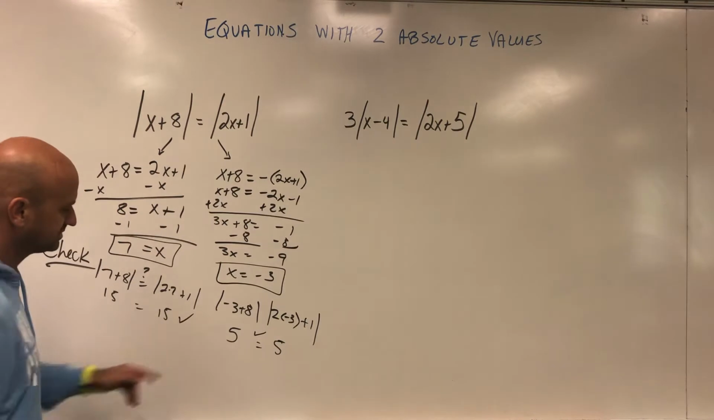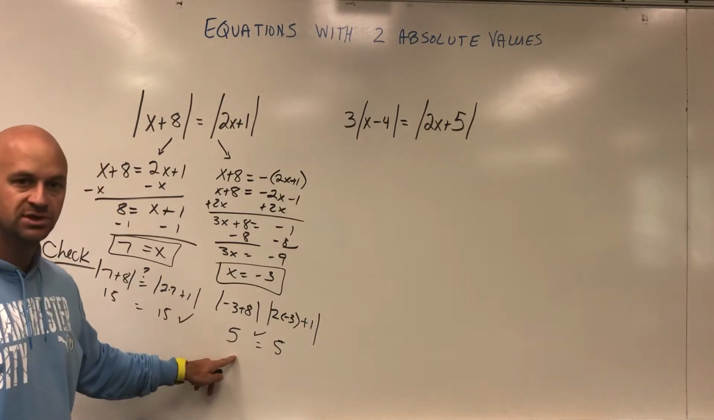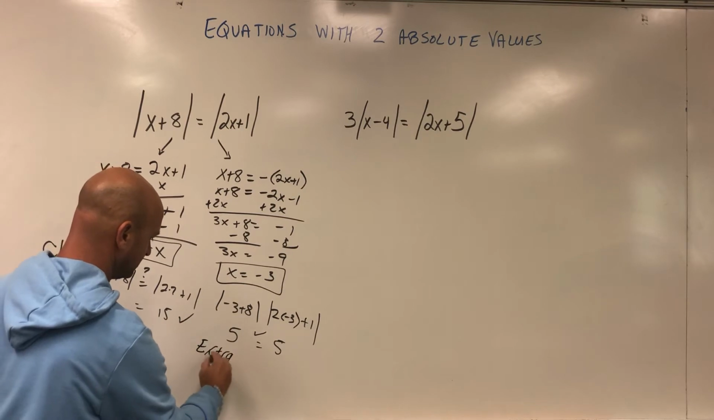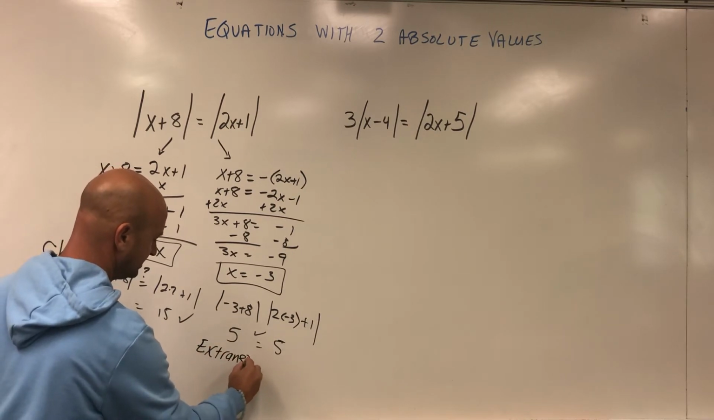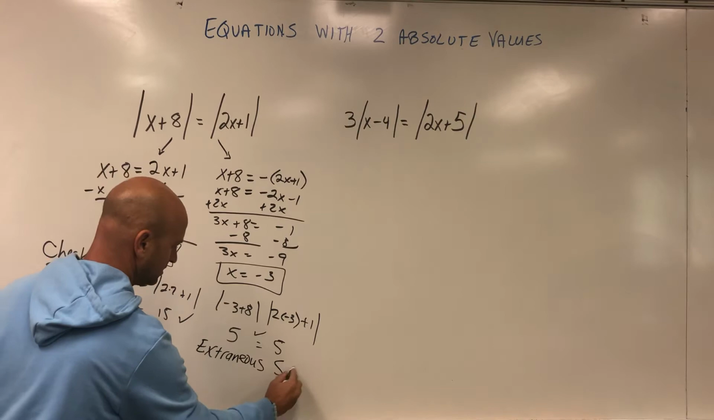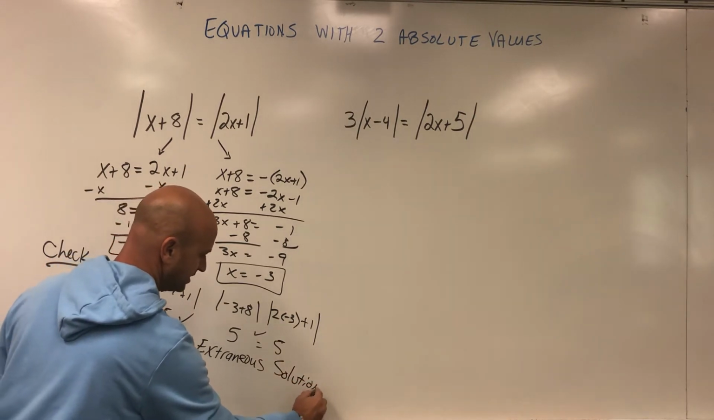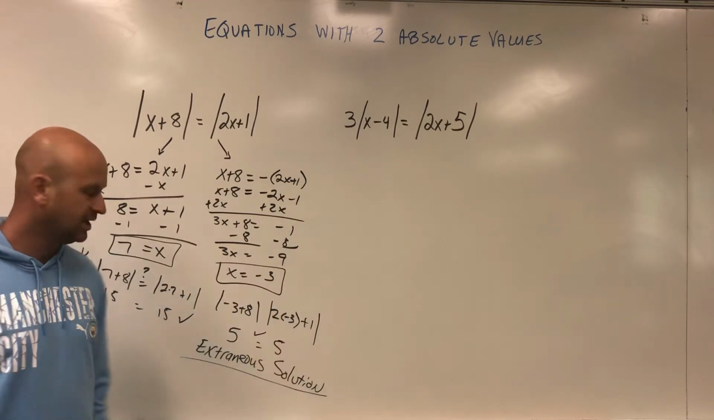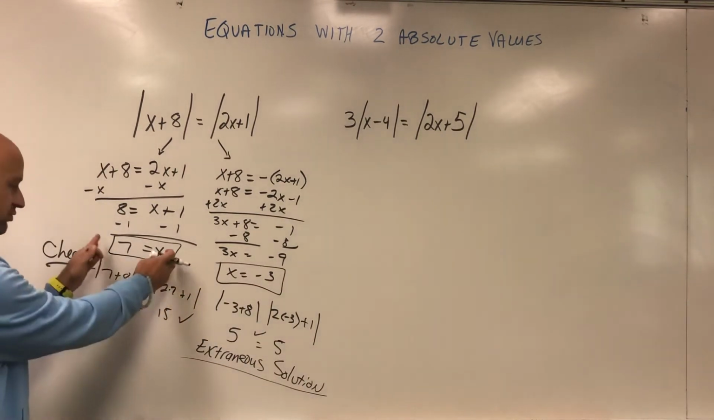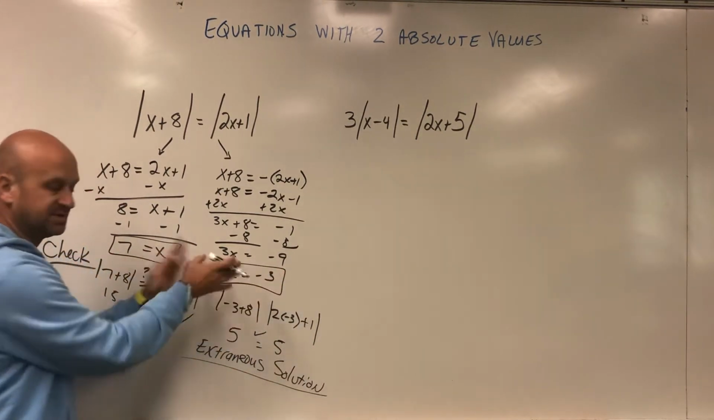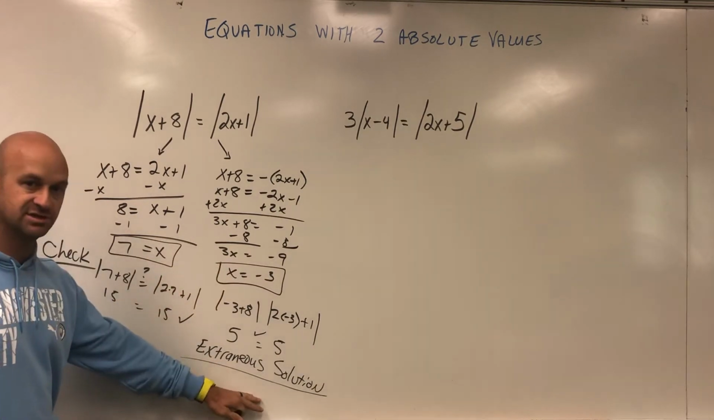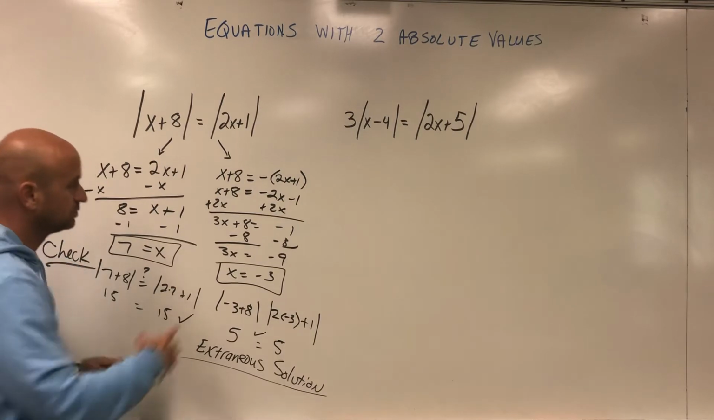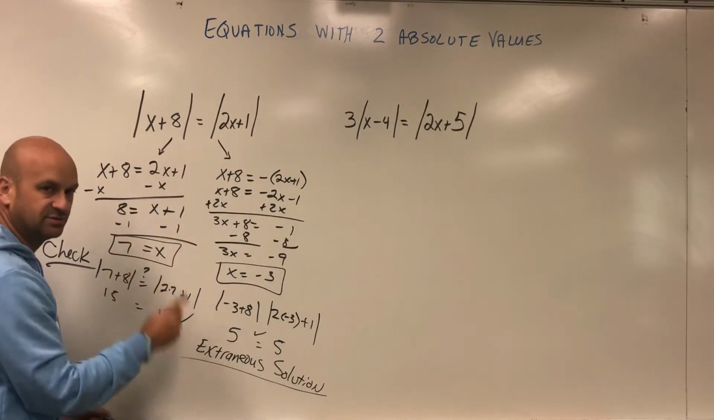Now, if we get an answer where this is not true, this is what's called an extraneous solution. An extraneous solution is one that doesn't make the check true. It is possible in this case to only have one solution and not two, because one of those solutions could be extraneous. In fact, both solutions could also be extraneous. So when we have two absolute values, we have to do the check.